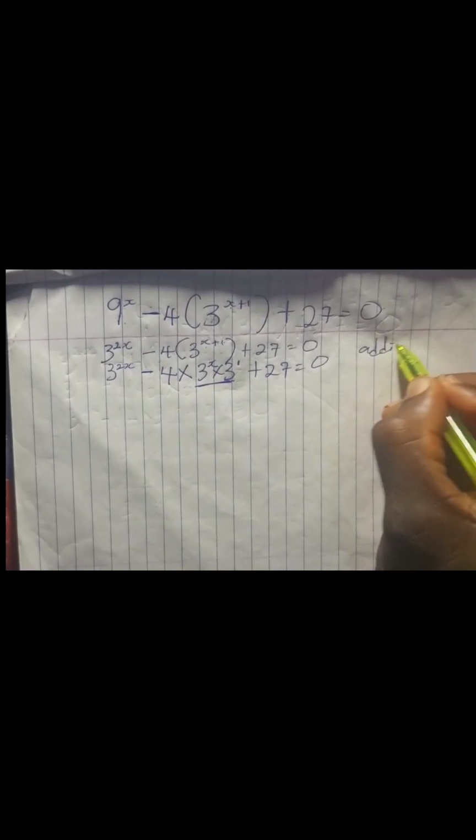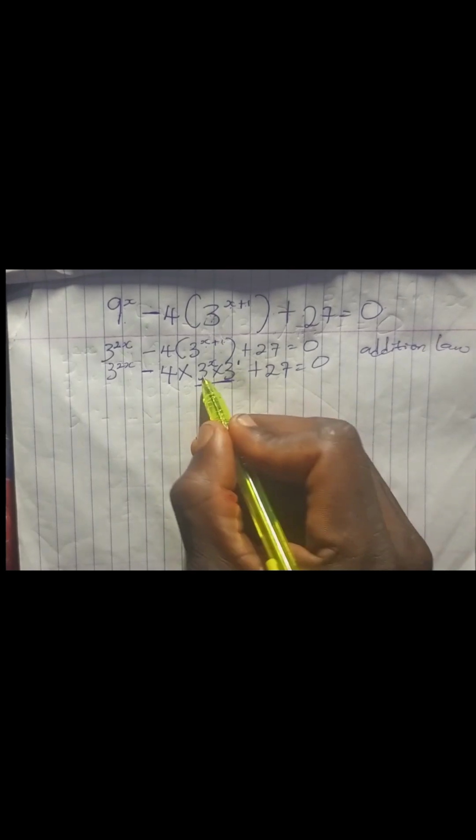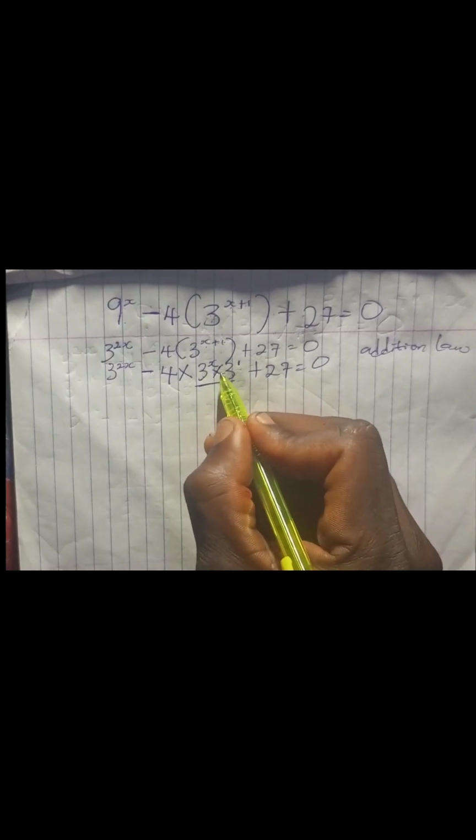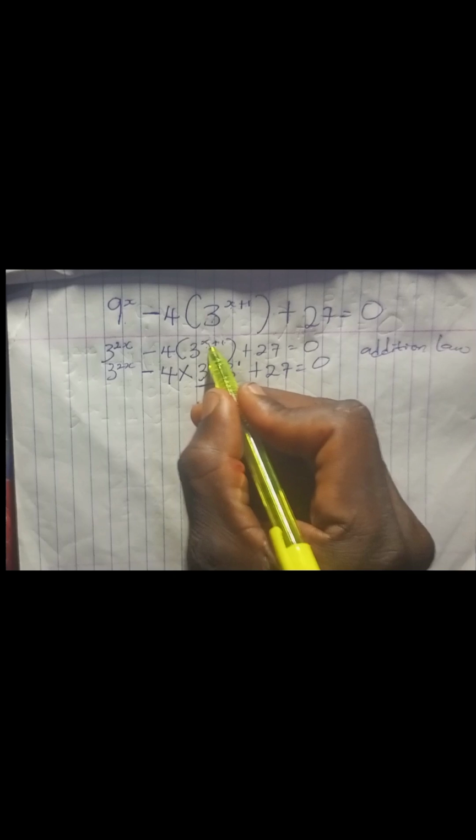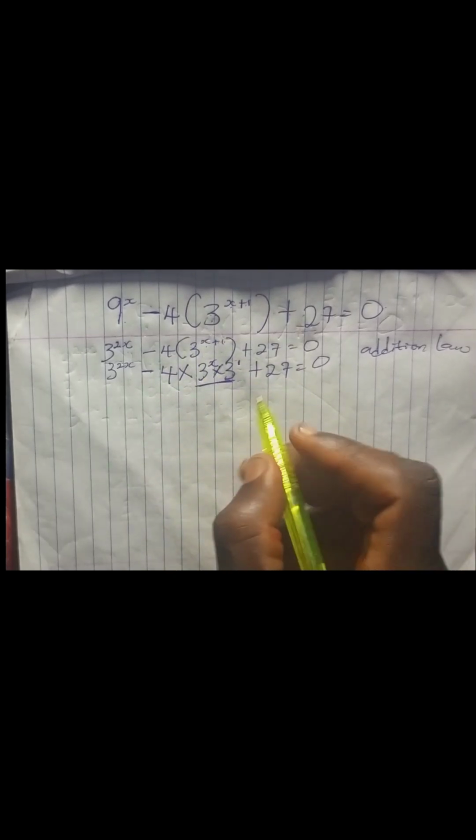Now why is it 3 raised to the power x times 3 raised to the power 1? It's because of the addition law in indices. As we all know, when they are the same base and you have multiplication existing between them, you add their powers. So if you look up, that's what they did, right?